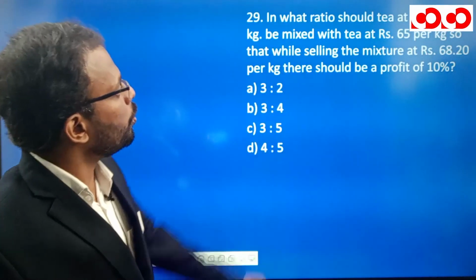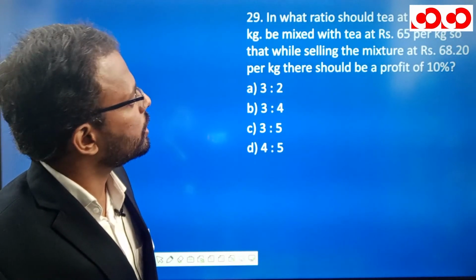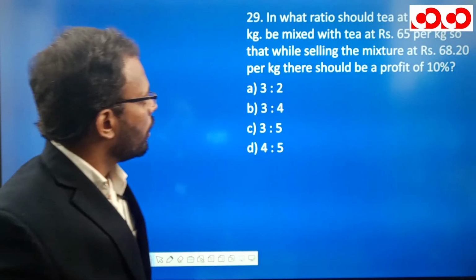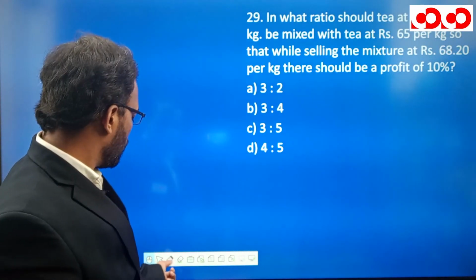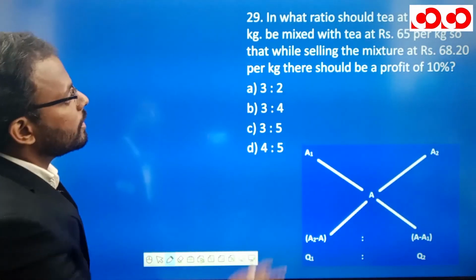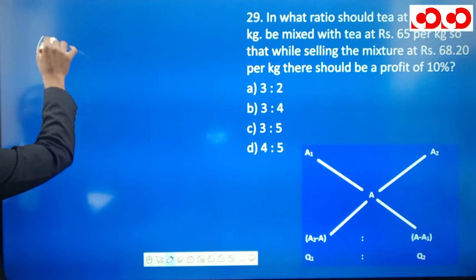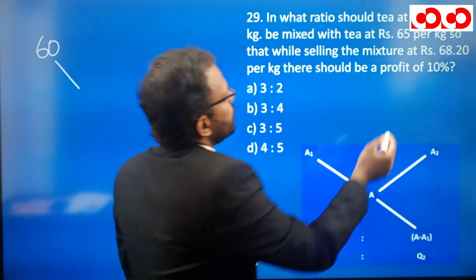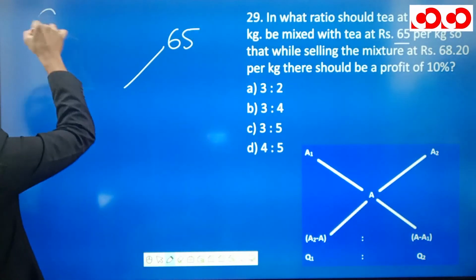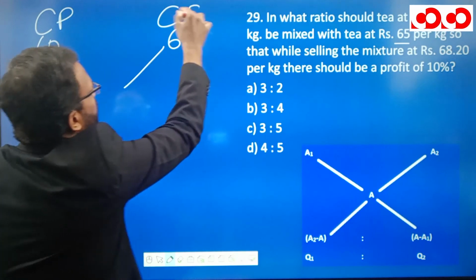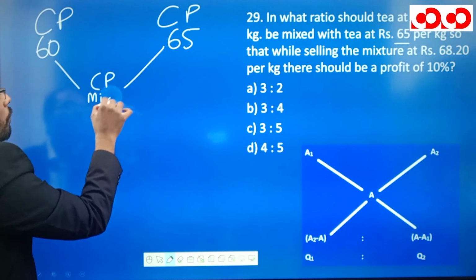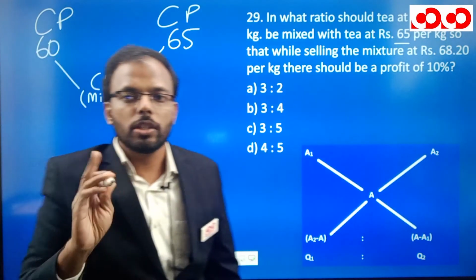See, in what ratio should tea at 60 per kg be mixed with tea at 65 per kg, so that selling the mixture at 68.2 per kg gives a profit of 10%? Again, it is based on alligation. So the first tea is how much? 60 rupees per kg, and the second tea is 65 per kg. While mixing it, we are putting the cost price here. This is the cost price. This is also the cost price. But over here, when you are mixing it, you should write the cost price of the mixture.